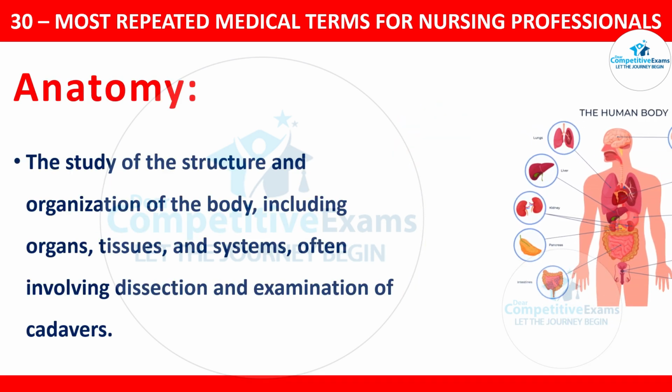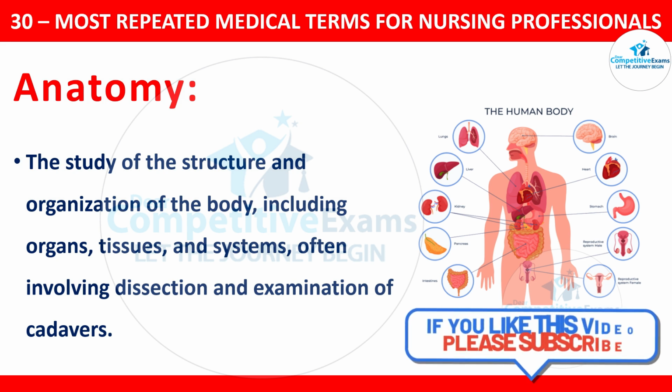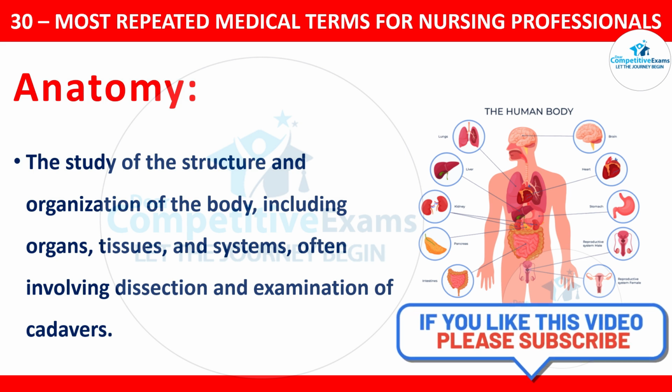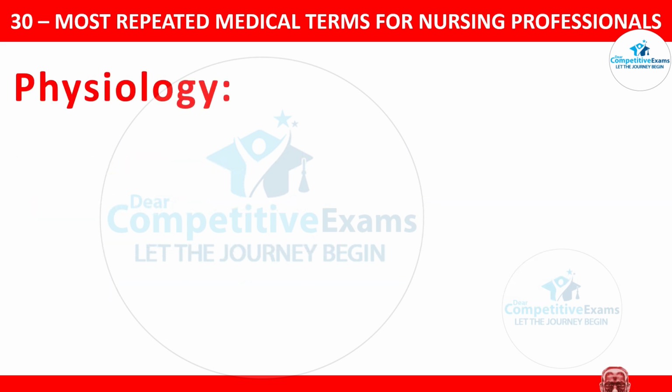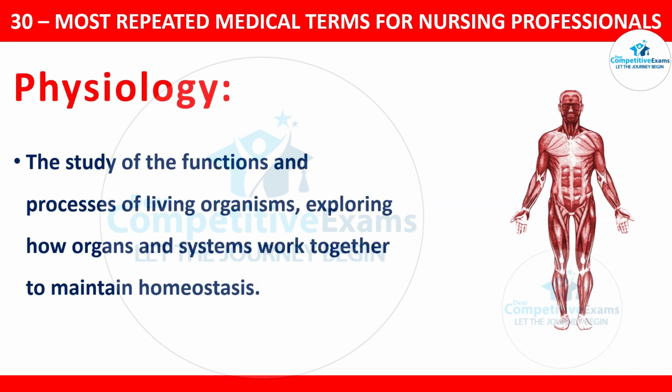Anatomy. Anatomy is the study of the structure and organization of the body that includes organs, tissues, and systems, often involving dissection and examination of cadavers. Term number 2, physiology. Physiology is the study of the function and processes of living organisms, exploring how organs and systems work together to maintain homeostasis.